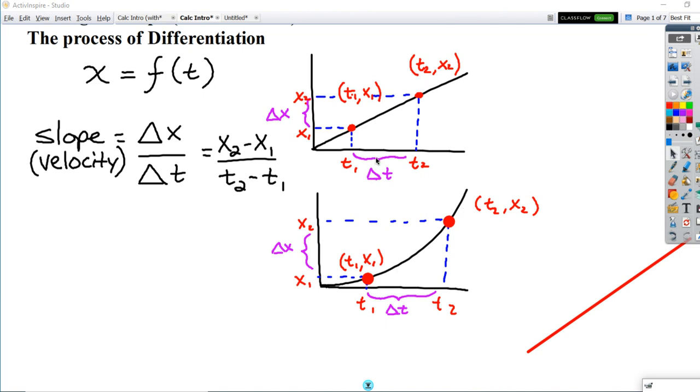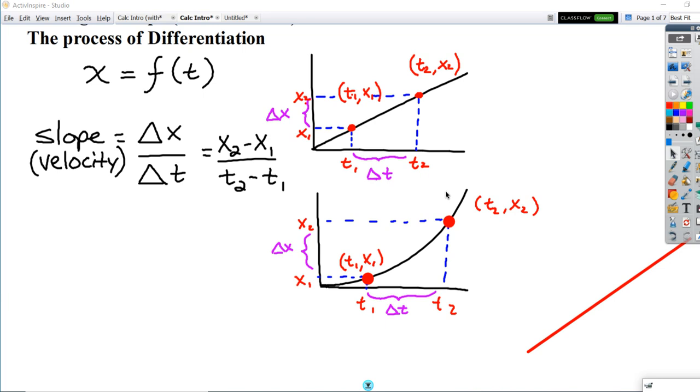So unlike a line, the slope of this curve is never the same. We would say that at the very beginning, the slope is very shallow. At t equals 0, the slope is flat. The slope is equal to 0. But as you move along this curve, you see it getting steeper and steeper, and so the slope is increasing.